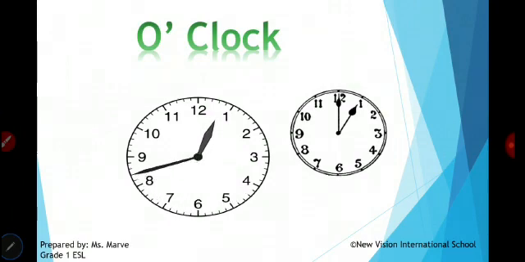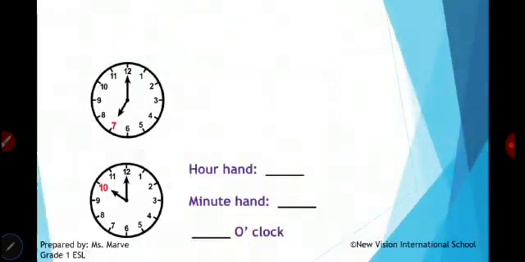So try to see the other clock at the right side. The short hand stops at 1 and the long hand stops at 12. You are going to say first the hour hand. You will say 1. And instead of saying 12, you are going to say o'clock. So the time here is 1 o'clock.